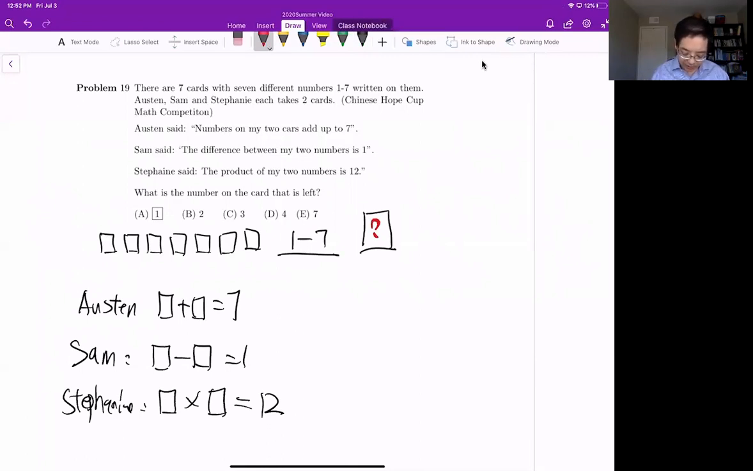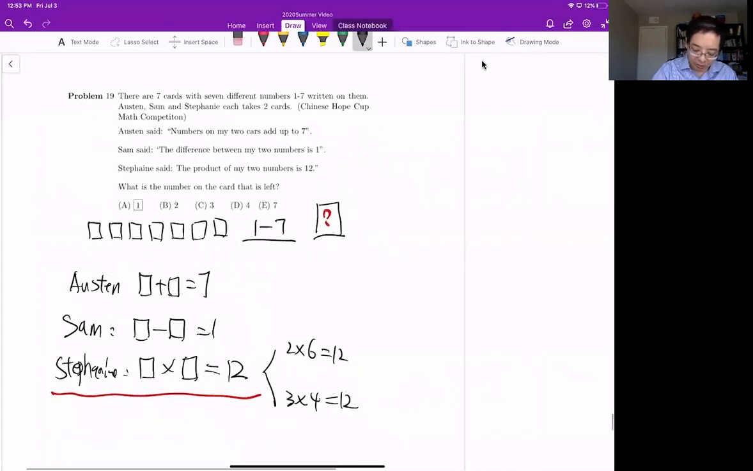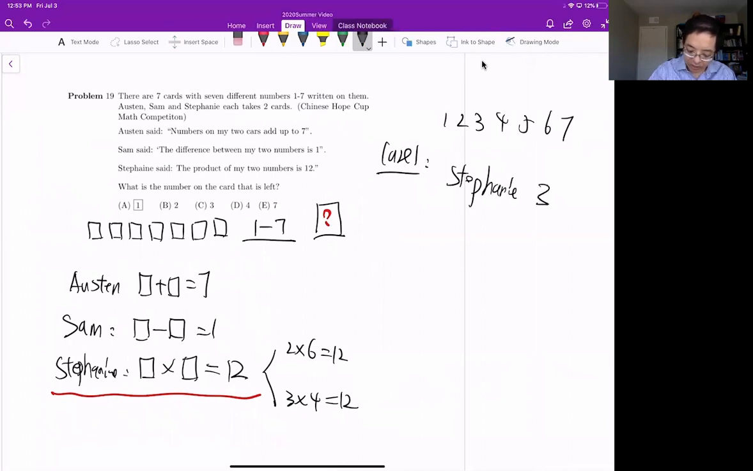All right. So what you do is we'll start from Stephanie because here the information is more useful than the previous 2. It says the multiplication is 12. If you look at numbers from 1 to 7, there are only 2 possibilities. One is 3 times 4, the other one is 2 times 6, right? So we have 2 cases. Either 2 times 6 is 12, or 3 times 4 is 12. So let's do case work. So case 1, 1, 2, 3, 4, 5, 6, 7. Stephanie is 2 and 6.